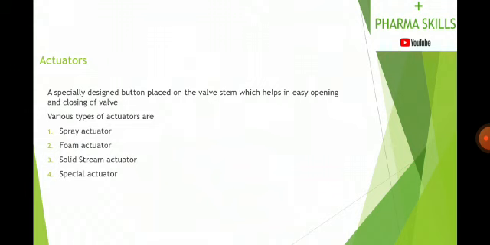Actuators. It is an integral part of aerosol package. It is a specially designed button placed in valve system, which helps in easy opening and closing of the valve. It helps in delivering the contents in designed form, that is spray, wet stream, foam, etc. The various types of actuators are spray actuators, foam actuators, solid stream actuators, special actuators.